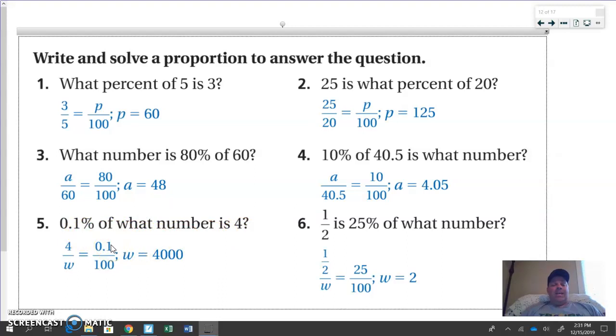1% of what number is 4? 1/10 of a percent over 100 equals that. So it would make sense that we would have 4,000. Half is 25% of what number? So half over W equals 25 over 100. W is 2.